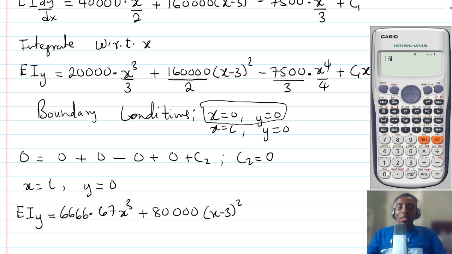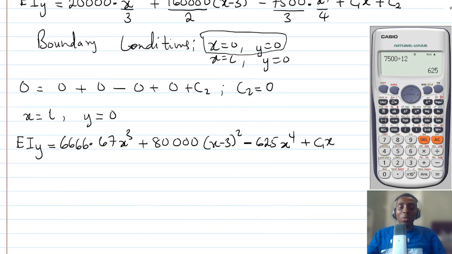So we have 160,000 divided by 2, 80,000, right? And then finally, if I have 7,500, so 7,500 divided by 12, which is 4 multiplied by 3, that is 625. So minus what? 625 x to the power 4 plus c1x. c2 is 0, so we don't need to bother.